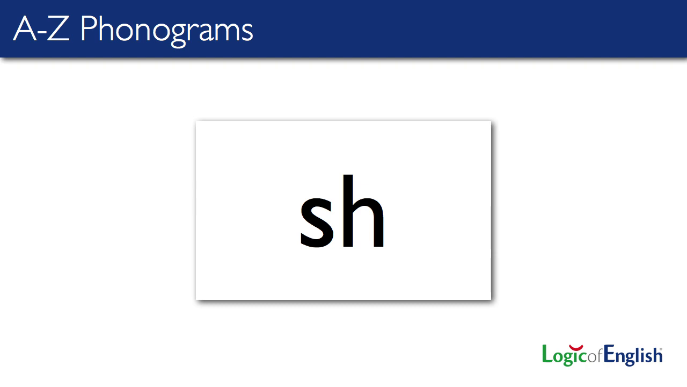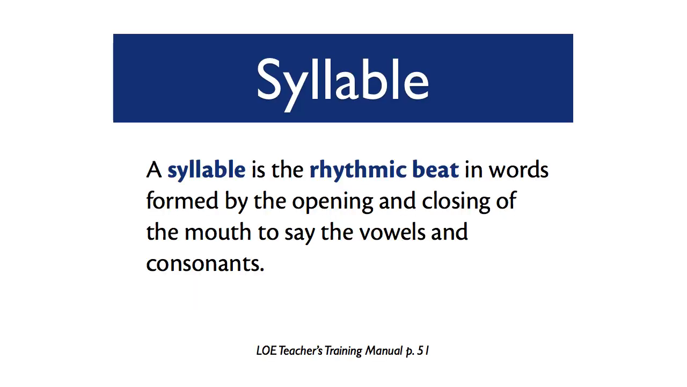This is sh. And now we can also talk about syllables. A lot of people have a hard time finding or hearing the syllables in a word, but a syllable is literally the rhythmic beat in words formed from the opening and closing of the mouth as we say vowels and consonants. Remember I said vowels are open sounds, consonants are blocked.